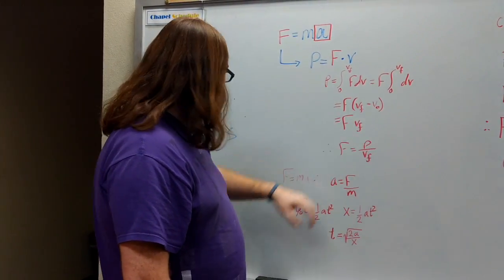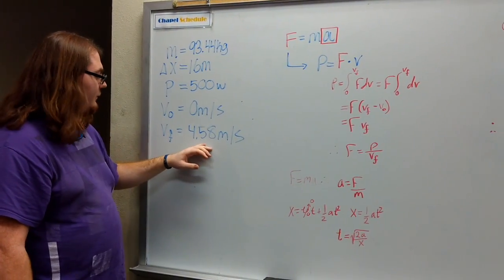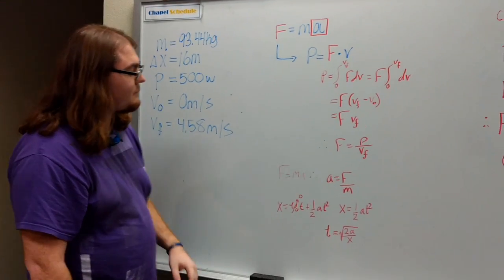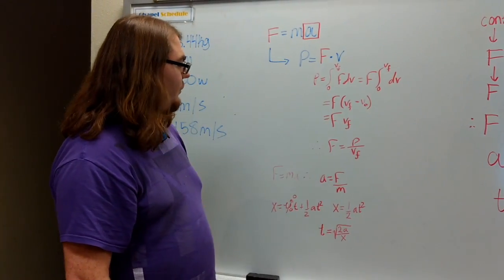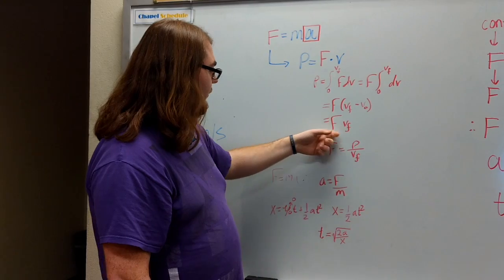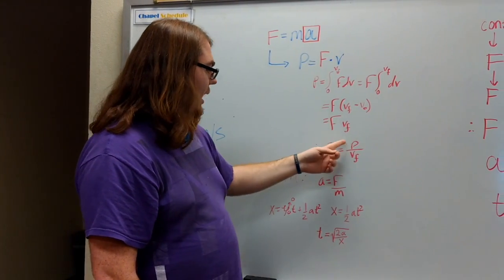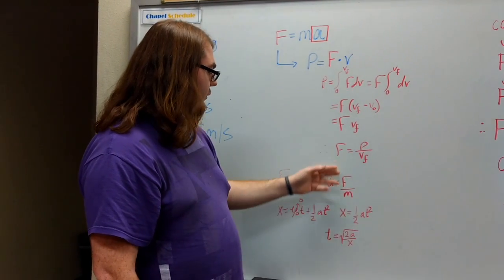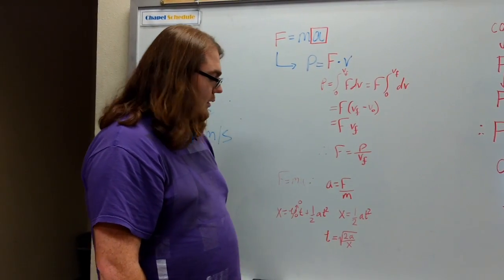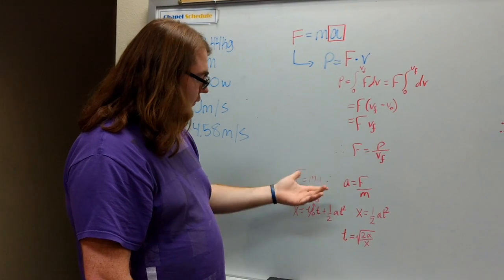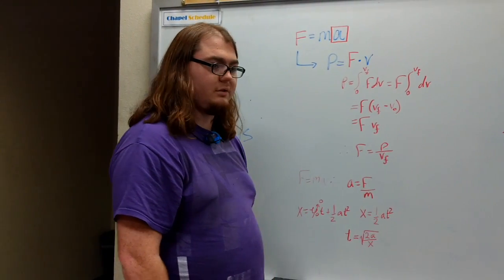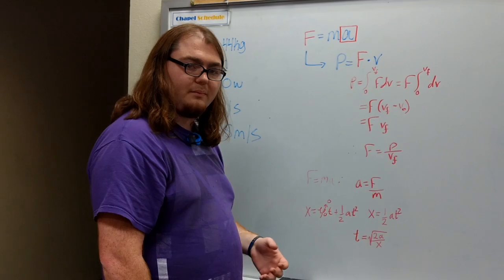Also, our final velocity was recorded as 4.58. And so we end up with P equals the force times our final velocity. From this, we know the power and we know the velocity, so we can find the force. Once we find the force, it's very easy to find the acceleration. Just use F equals ma.